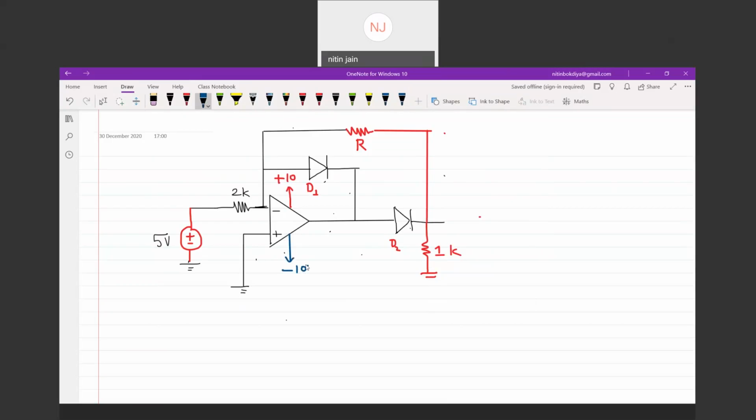What we want to calculate? First, we want to know whether these diodes will conduct or not conduct. So let's apply the open circuit test. I am applying the open circuit test to these diodes.